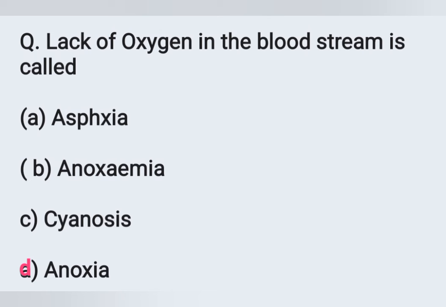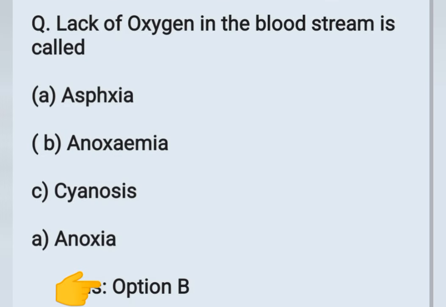And cyanosis means bluish discoloration of the body. And option D, anoxia. Anoxia means absence of oxygen in the tissue. So option B, anoxemia, means lack of oxygen in the bloodstream.